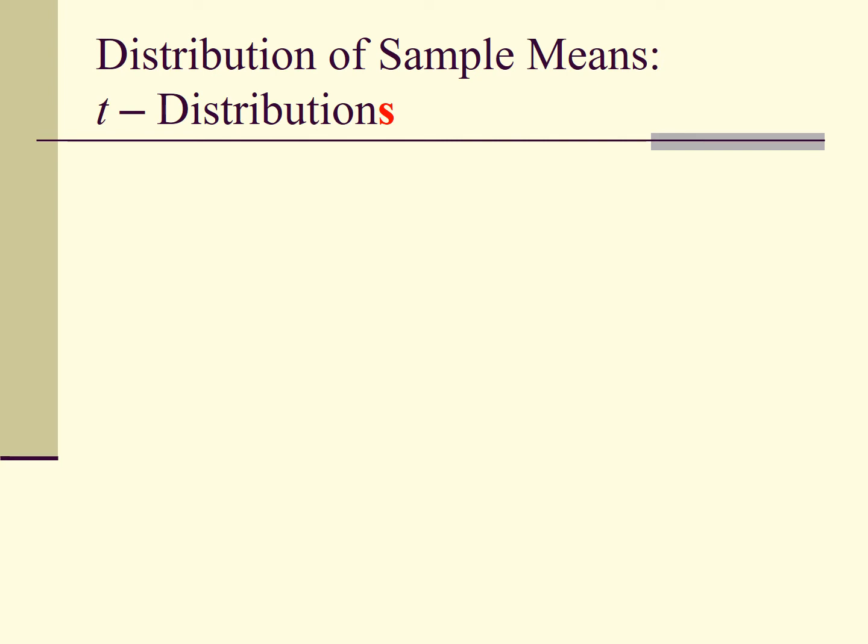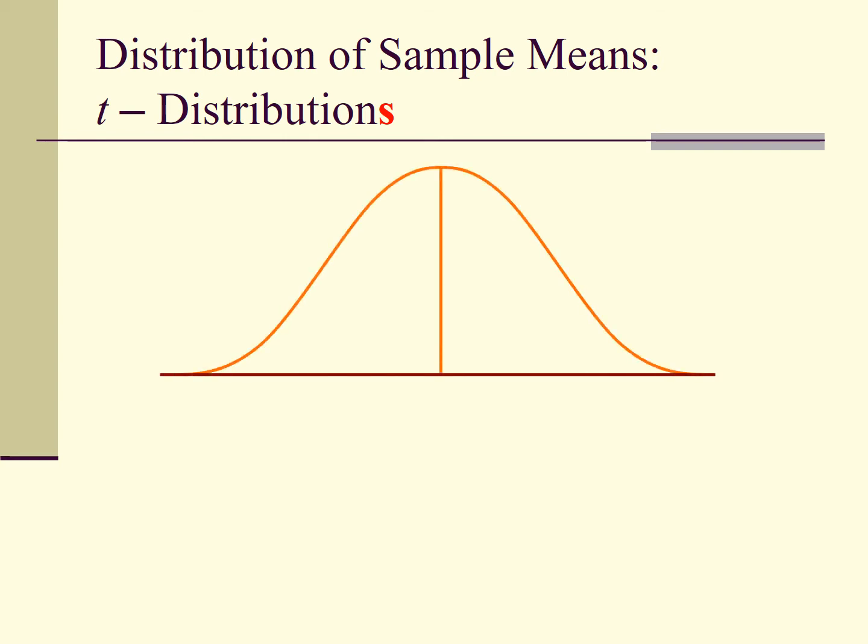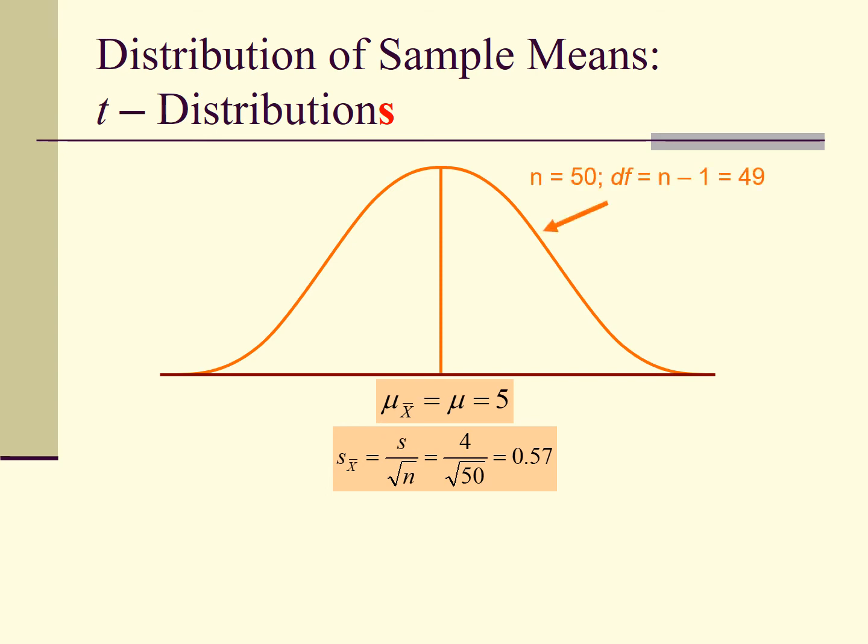Therefore, if we do not know the standard deviation of the population, we use our sample to estimate it. Therefore, here we do not have just one distribution. We have a set of distributions. These are called t-distributions. The mean of this distribution is 5, and the standard error estimated by our sample is 0.57. Then the degree of freedom of this distribution is the sample size minus 1, which is 49.